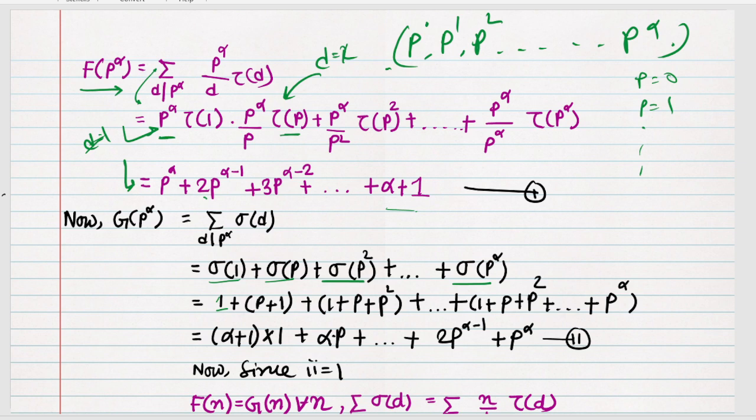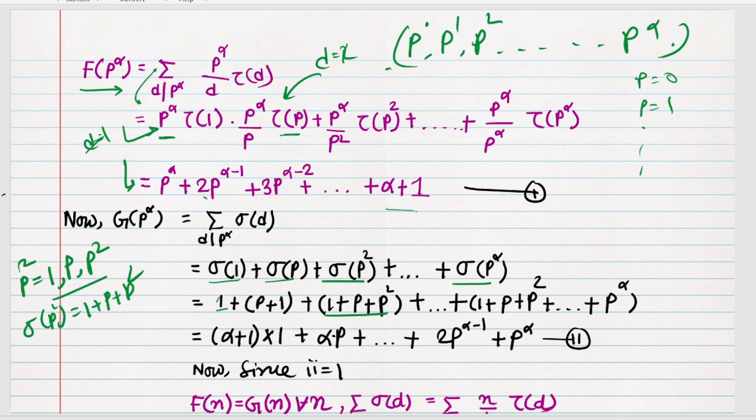Now sigma of p square. How many divisors does p square have? p square has 1 as a divisor, p itself is a divisor, and p square is also a divisor of p square. So for sigma of p square we can write 1 plus p plus p square. Similarly, for sigma of p raised to the power alpha we can write 1 plus p plus p square, and so on, up to p raised to the power alpha.